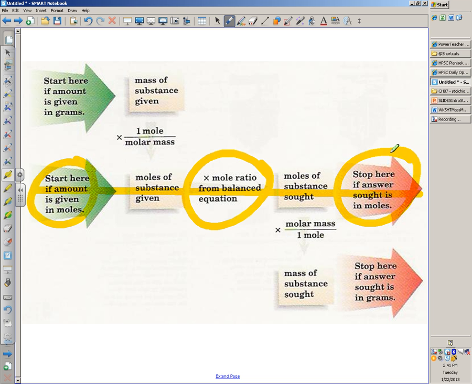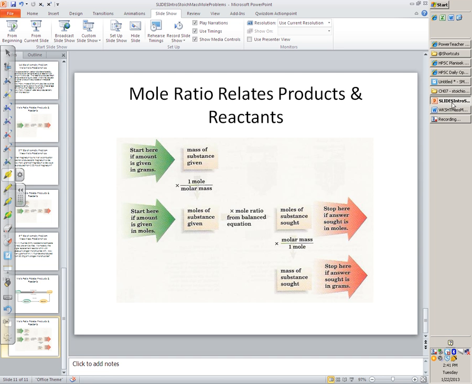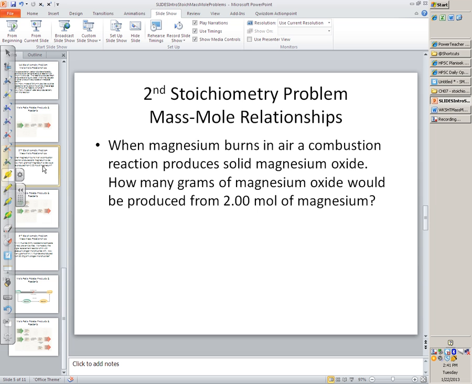But does anybody here measure things in moles really often? All the time, right? I have my mole balance at home. Anyway, it's not generally how we measure things, but that doesn't mean that we can't compare them to one another. So that leads us to the second kind of problem that we're going to do, and that is the mass-mole relationship.